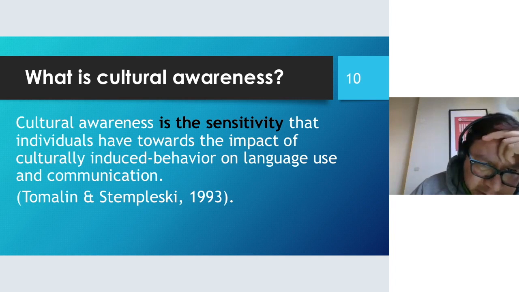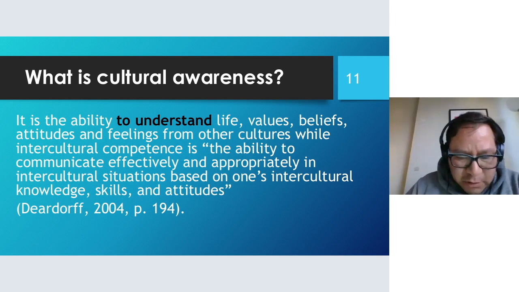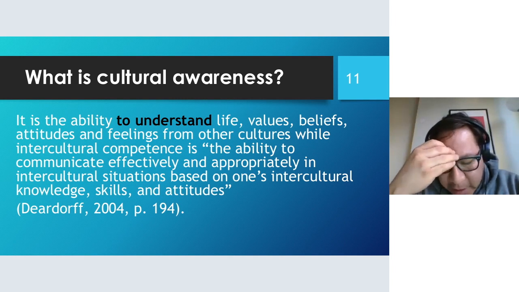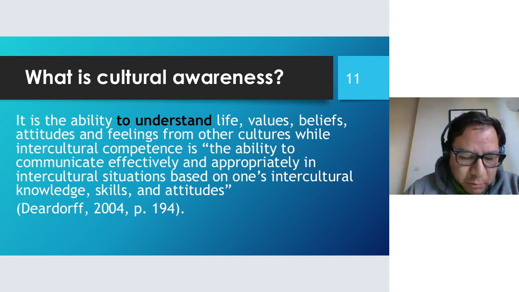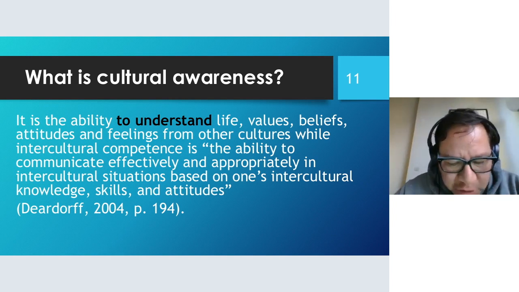So these people, Tomalin and Stempleski, talk about the goals. What are those goals? They talk about the idea of awareness of one's culture, awareness of others' culture, the ability to explain one's or other cultural standpoints of view. And they also talk about the ability to understand those beliefs, values, attitudes, and feelings from other cultures. Intercultural competence, and I will explain in more detail in a moment, is the ability to communicate effectively and appropriately in intercultural situations based on one's cultural knowledge, skills, and attitudes. In other words, individuals are first sensitive to other cultural differences and then learn the necessary skills to communicate and behave according to specific contexts.